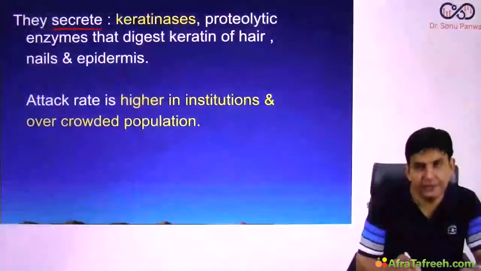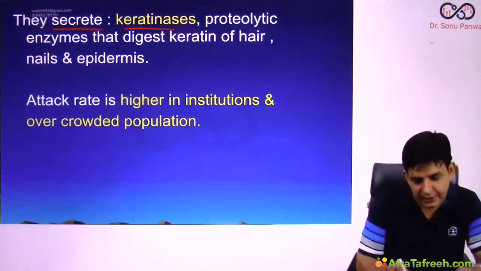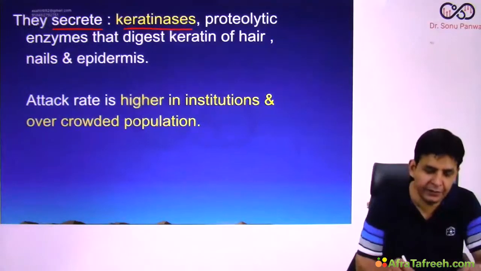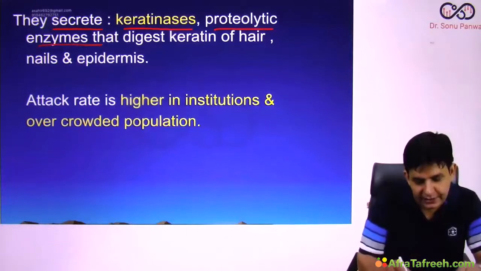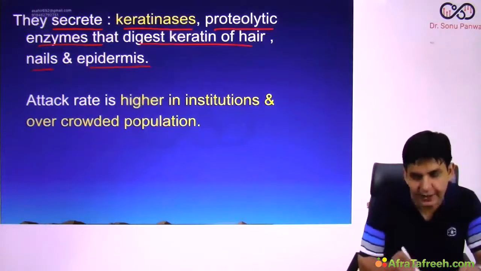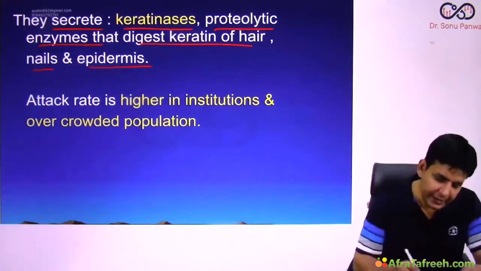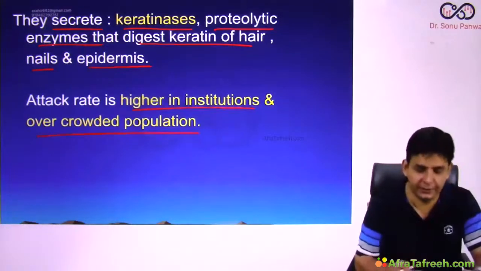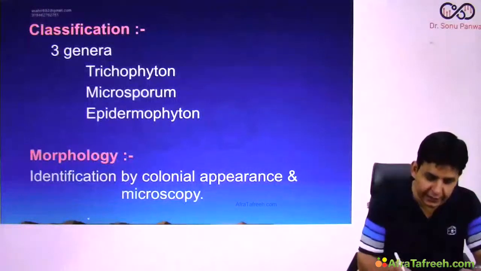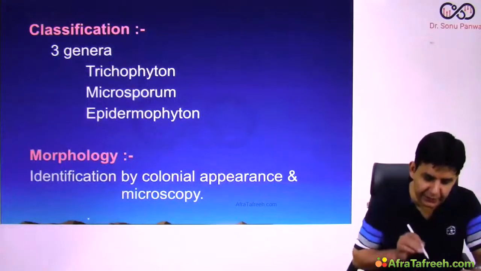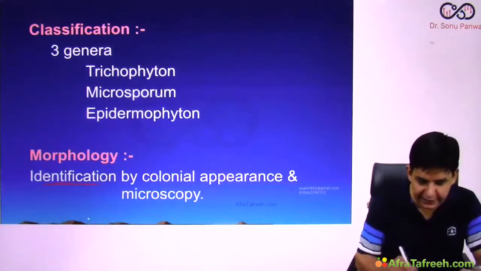Why does it affect them only? Because it has certain enzymes with affinity towards them: keratinases. It produces proteolytic enzymes that digest the keratin of the hair, nail, and epidermis. The attack rate is higher in institutions and overcrowded populations. You already know that three genera are there: Trichophyton, Microsporum, and Epidermophyton.